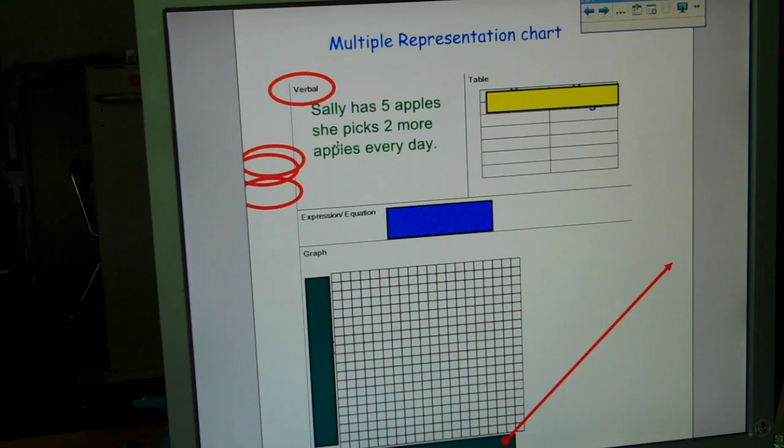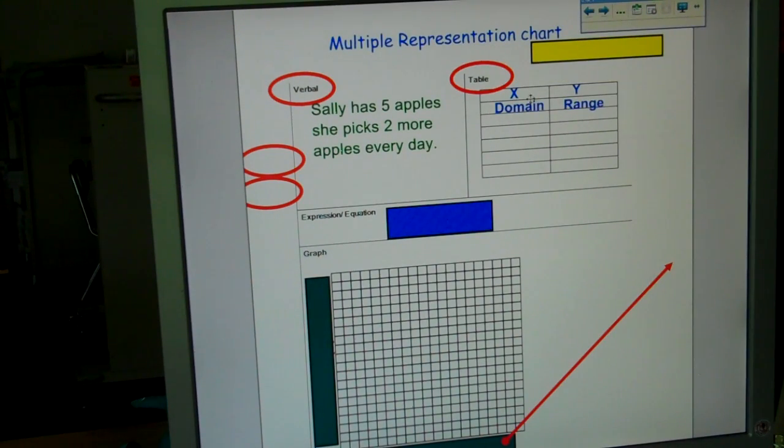Sally has 5 apples. She picks 2 more every day. That's our verbal statement. We also can represent that verbal statement through a table. You could create a table with our x column and our y, our domain and range. X would be what? The number of apples or the days? Good, it would be the number of days. Y would be the total amount of apples that she has. That would be our output.